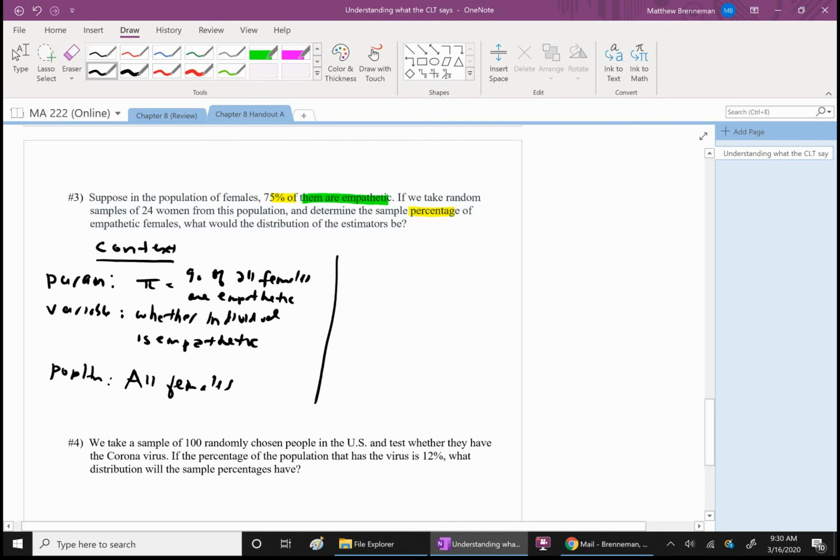So I want to look at the numbers now and try to make sense of everything. And I notice that I have a 75%. That's one number. 24. Okay, and that seems to be pretty much it. Sample size always has to be in our problem, right? And so sample size is 24.